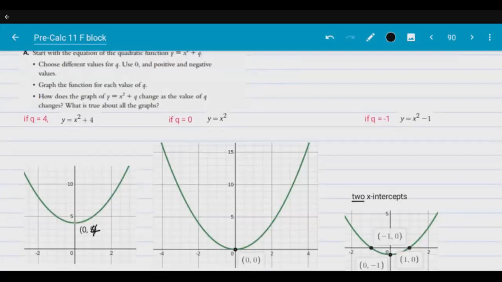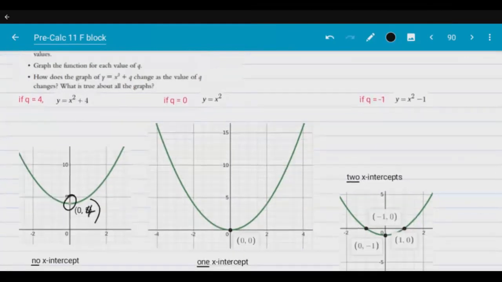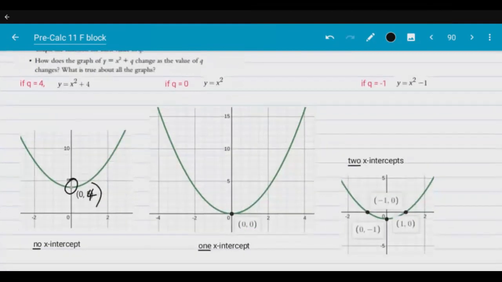That's (0, 4), which is the y-intercept. By the way, what do you notice? There is no x-intercept, right? The second one is when q is equal to 0, so it's actually y equals x squared plus 0, but you don't really need the plus 0. So this is the graph. What do you notice? It has its vertex here, and it has one x-intercept. What about when q is equal to negative 1, so it becomes y equals x squared minus 1? It has two x-intercepts, and the vertex is right here.